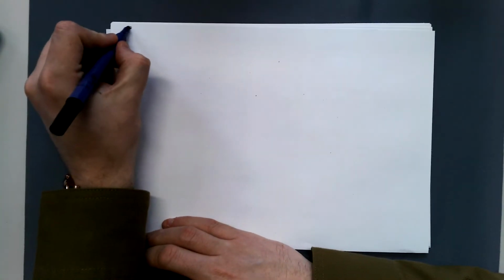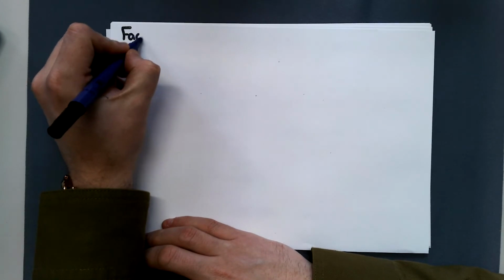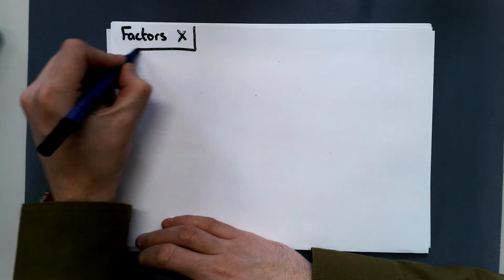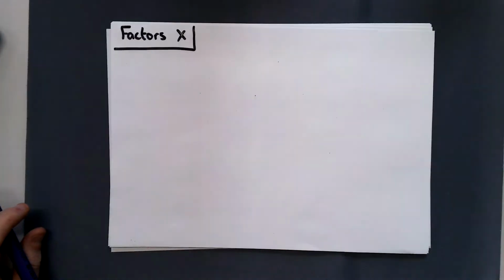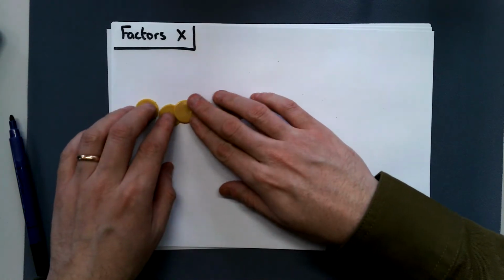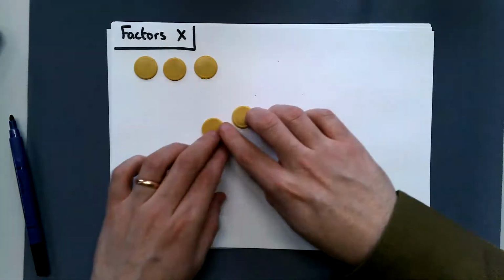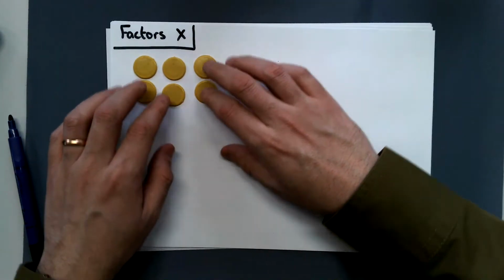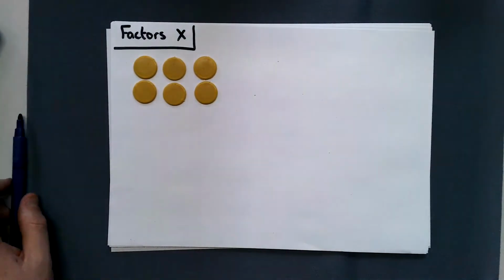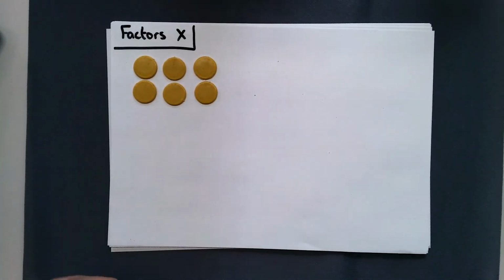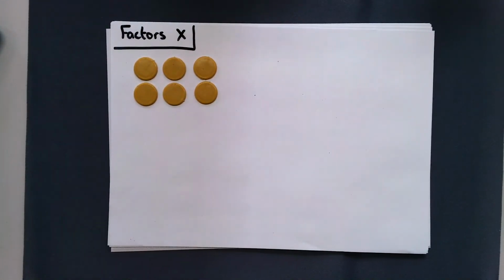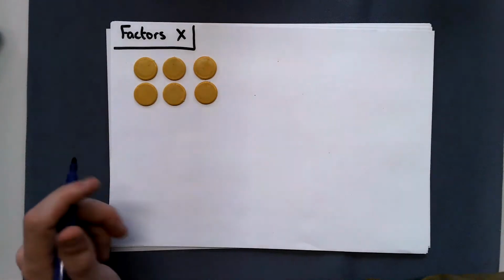So today we're going to talk about factors with regards to multiplication. I'm going to use my counters here to make an array like we did yesterday. Now you might want to use counters in your house, you might not have counters, you might want to use Lego bricks, pieces of pasta, anything that looks similar or a similar size would work here. So I've got an array here.